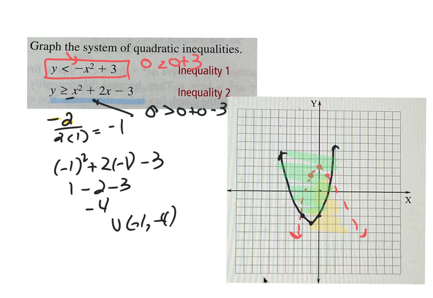Now, here's the deal. My solution is the part that I shaded both times. And the part that I shaded both times, I'm going to darken it in blue right here, is this region right in here. That's the answer. That region is blue right there.